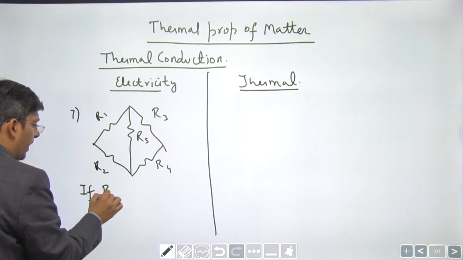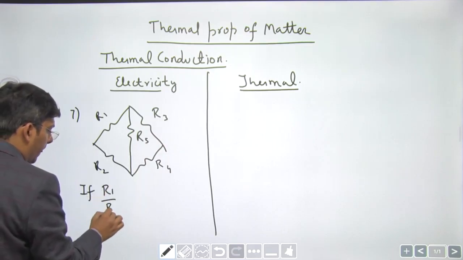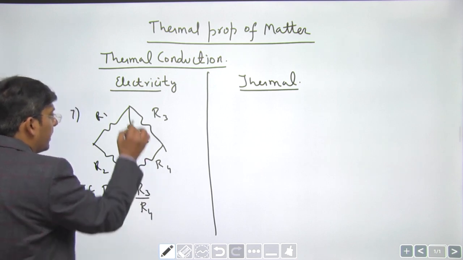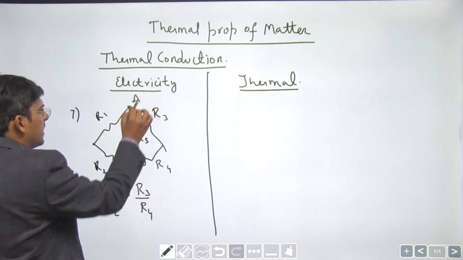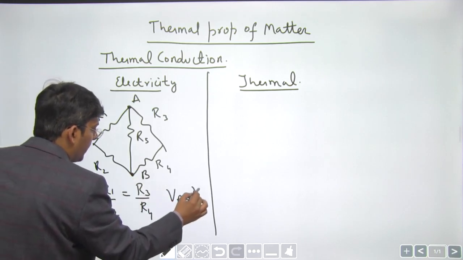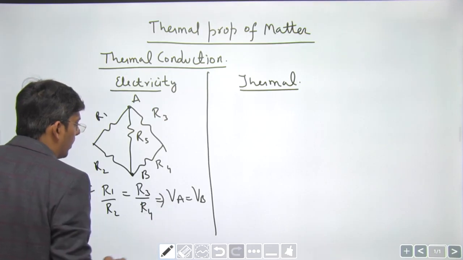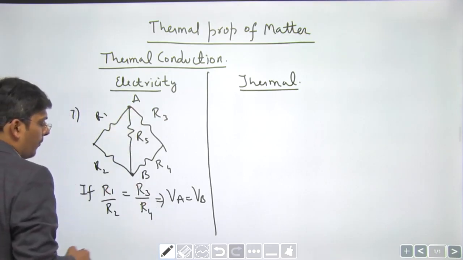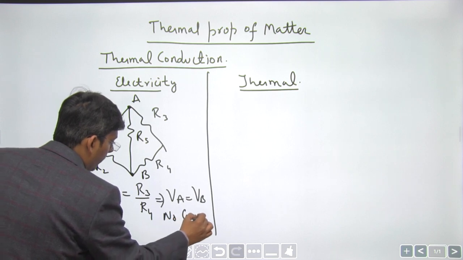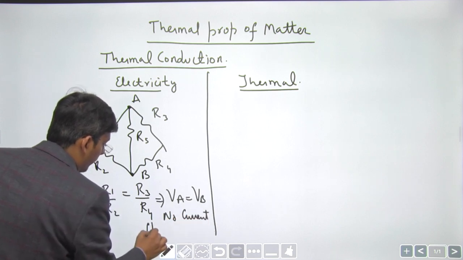If R1 by R2 is equal to R3 by R4, then the potential at A becomes equal to the potential at B. This implies that the potentials at A and B become equal. So no current flows through R5. No current flows through R5.